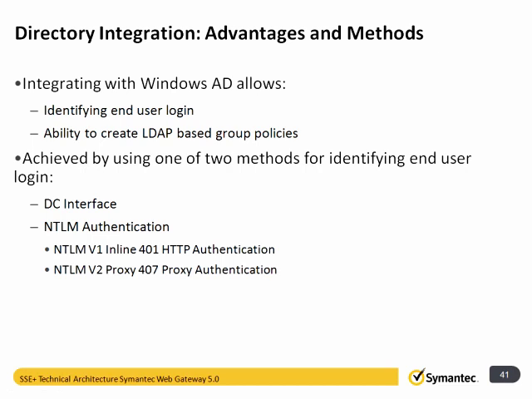There are 2 methods to integrate with Active Directory. The first is to use DC interface, or domain controller interface. This is an agent that must be installed to all the domain controllers in an environment. The second method is to use Windows NTLM authentication. When deployed inline, the Web Gateway uses NTLM version 1 and 401 HTTP authentication. When running in proxy mode, the Web Gateway uses NTLM version 2 Proxy 407 authentication.